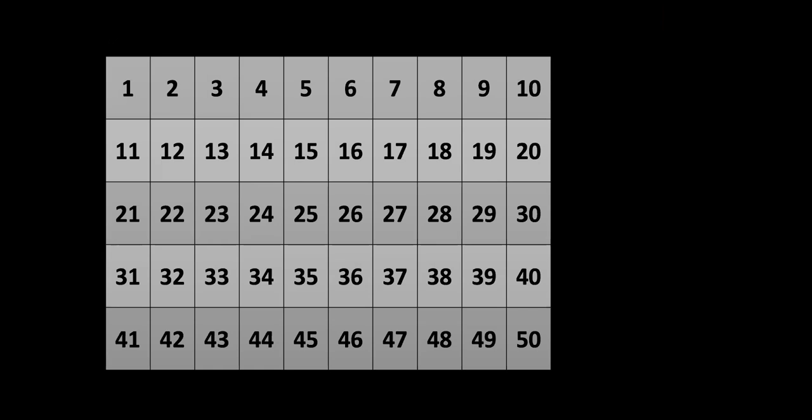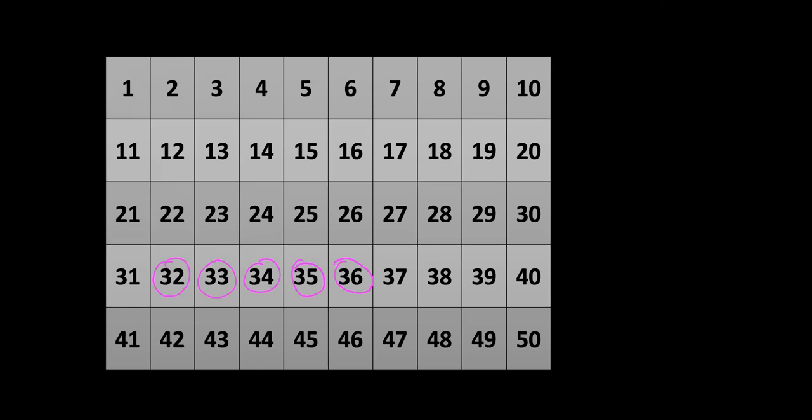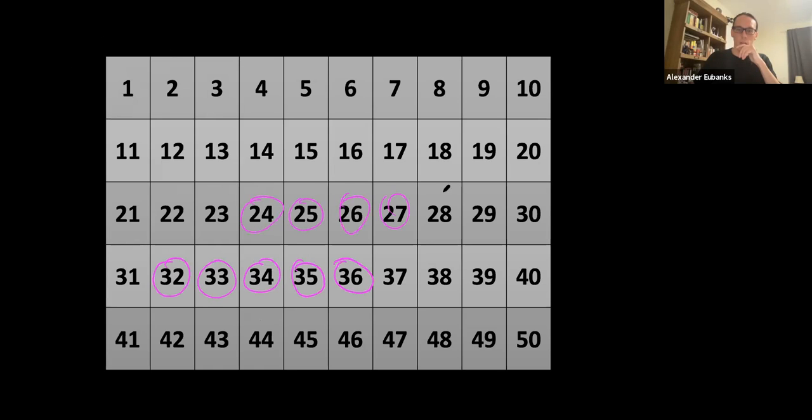I said there were 5 from 32 to 36. 5 from 32. So okay, we've got 32 all the way up to 36 composite numbers. Does anyone see a longer pattern or just any other patterns that they want to comment on? There's another sequence of 5 from 24 to 28. Okay, 24, 25. Very good. Yep. So there's a sequence of 5 composite numbers.